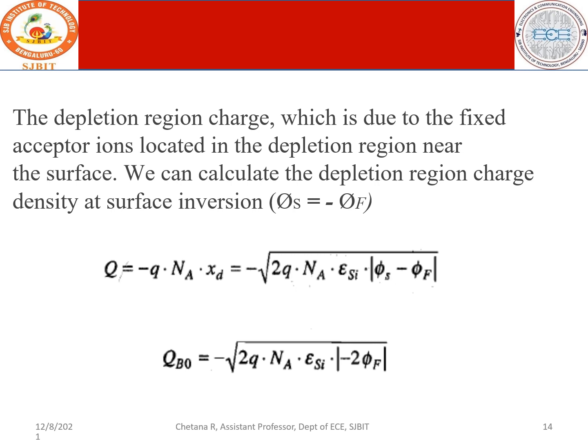So this turns out to be the bulk charge in the depletion region given by minus root of 2q Na epsilon Si mod of minus 2 phi f. So these derivations are beyond the scope. You can just try to remember these expressions.